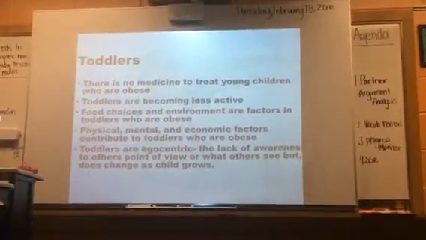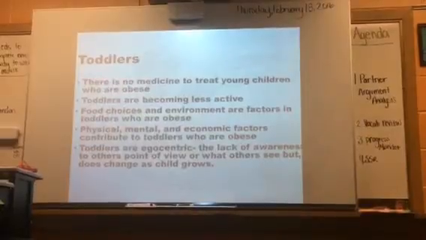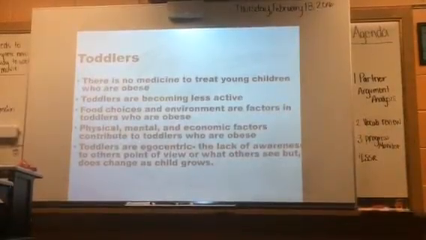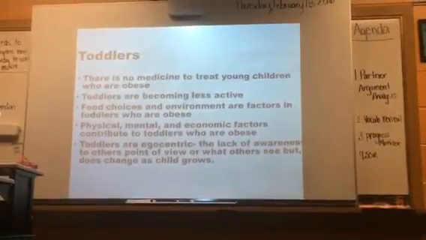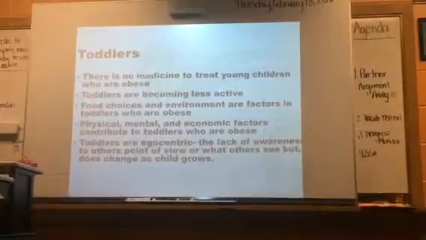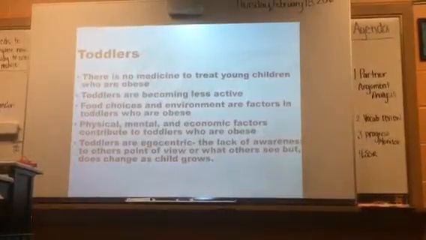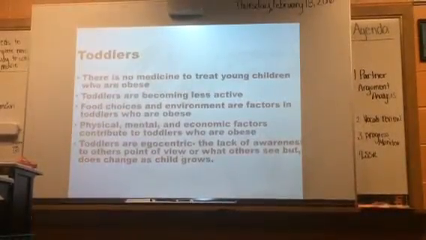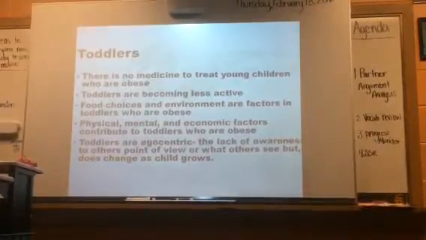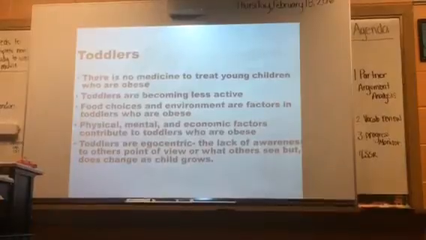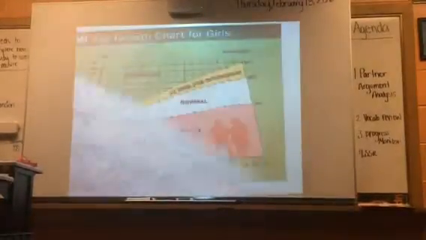Physical, mental, and economic factors can play a role in why a toddler is suffering from obesity. Toddlers are egocentric, and egocentric means the lack of awareness of others' point of view or what they see. But this does change as toddlers grow. They become more aware of how people are perceiving them or how they perceive people.